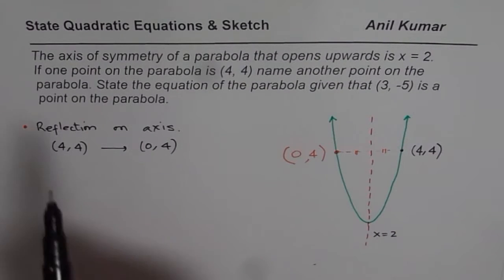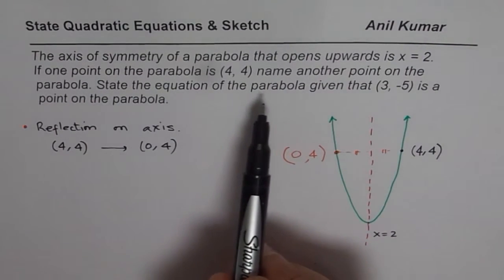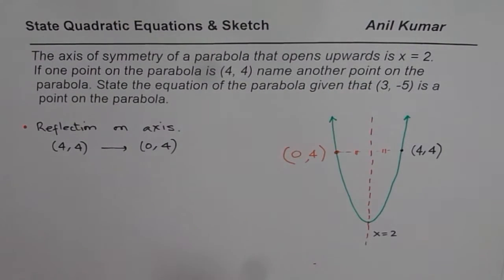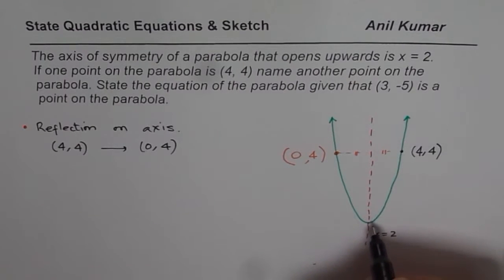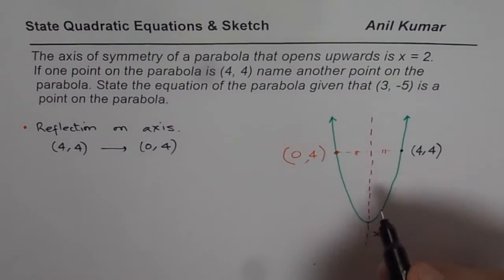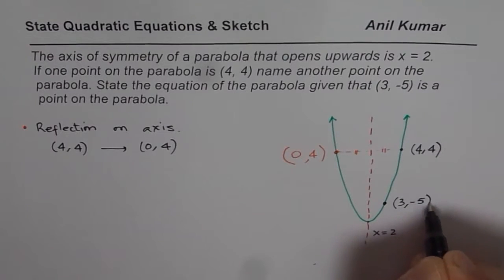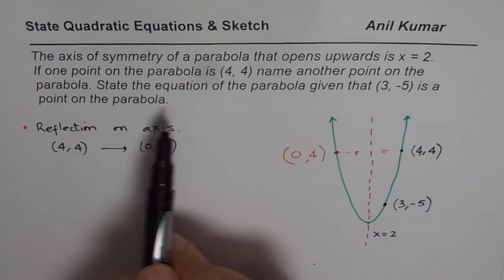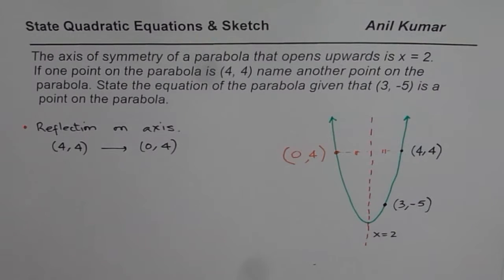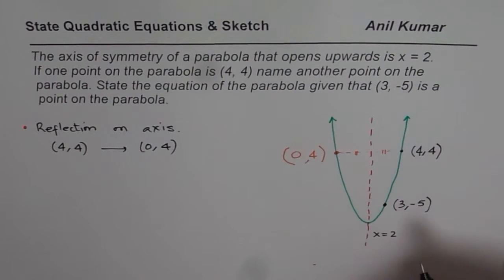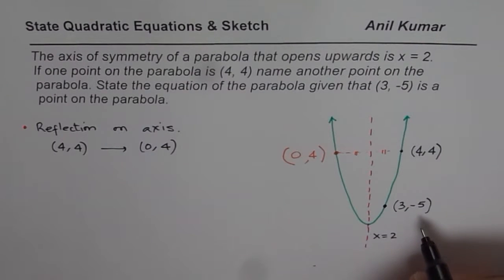Okay, let's move forward. It says state the equation of the parabola given that (3, -5) is a point on the parabola. Okay, so there is another point given to us which is (3, -5). Minus 5 is way down, right? So let's say this is the point which is (3, -5). Now we need to state the equation of the parabola. There are a couple of ways to find the equation. We already have a couple of points. From 3 points we can easily find the equation, right?